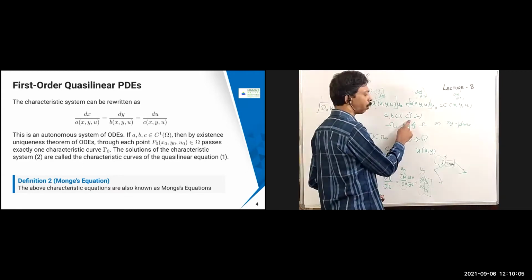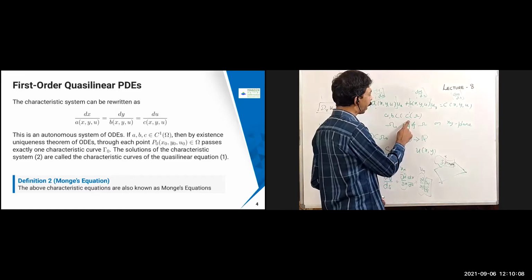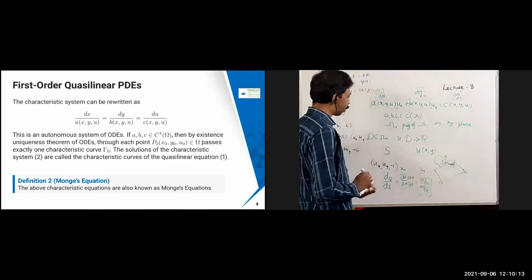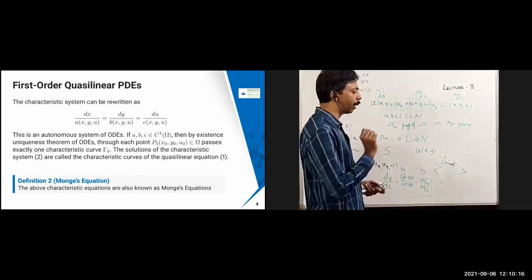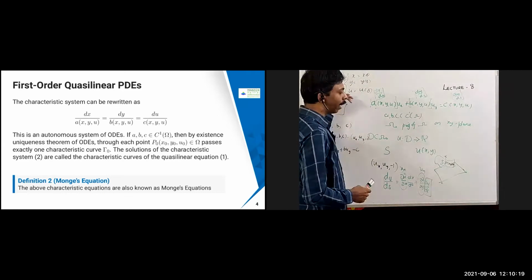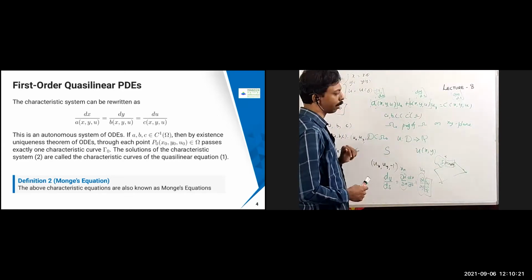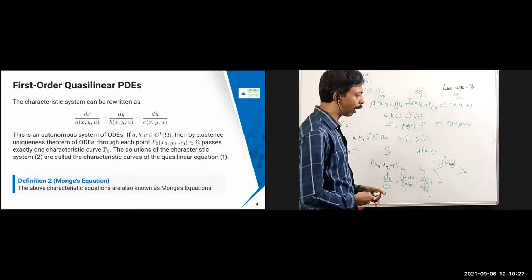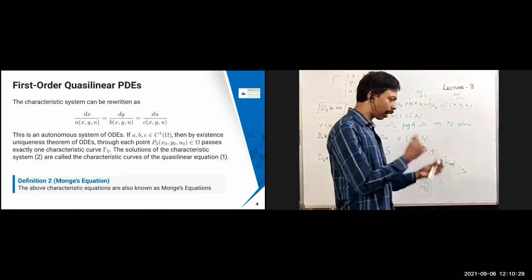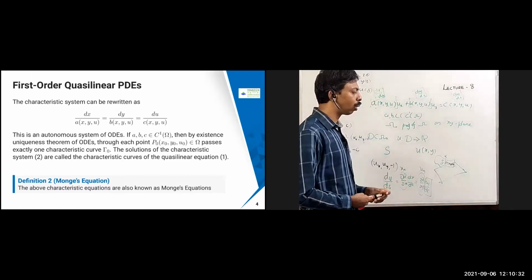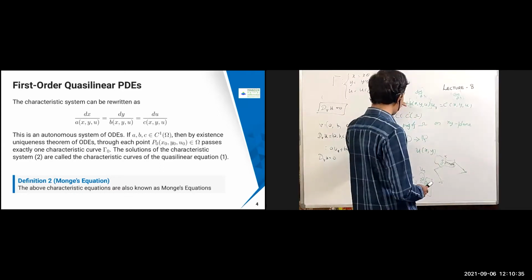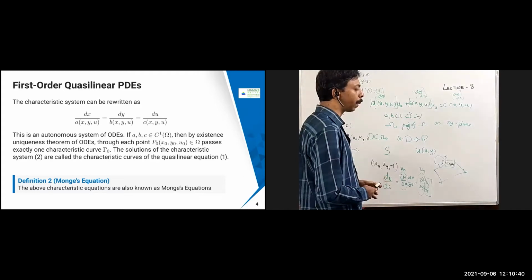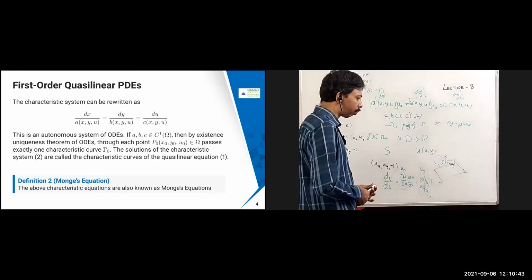Since a, b, c belong to C1 of omega, by the existence and uniqueness theorem of ODEs, for a given point P naught, the characteristic curve passes through exactly one characteristic curve. That is guaranteed by the existence and uniqueness theorem of ODEs. We have already discussed these things in the previous class; I am just repeating it. This is called the solution of the characteristic system. Once we solve this ODE problem, that solution is going to give you the solution for your PDE.